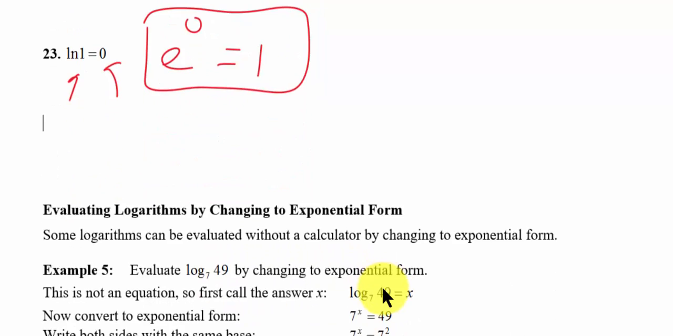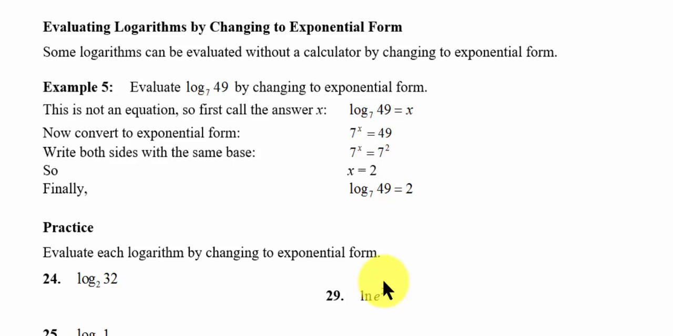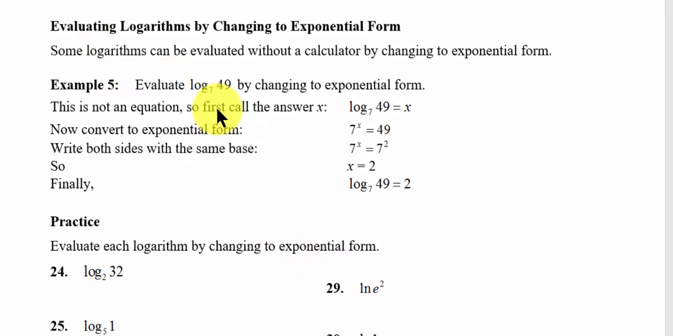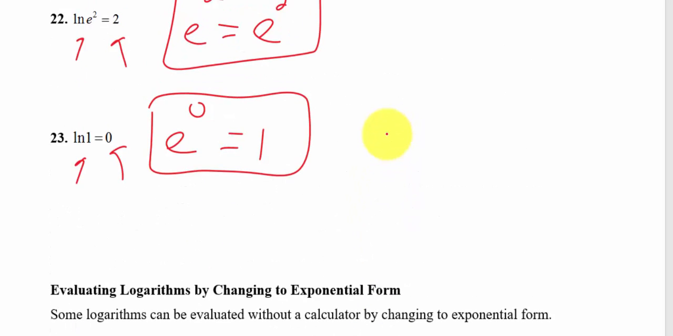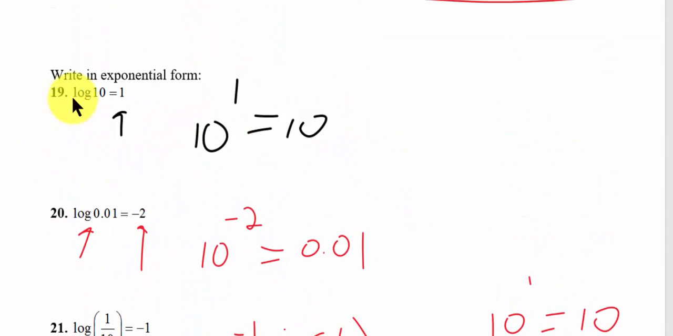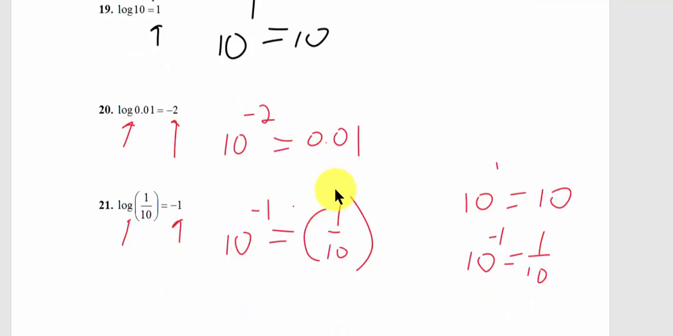Okay? Next section, it says, all right, evaluate logs by changing to exponential form. So take a look at their example. We have log base 7 of 49. Can we rewrite that using the properties of exponents? So if I don't know what log base 7 of 49 is, I can set that equal to x. And then we can rewrite this as 7 to the x equals 49. Right? Similar to what we've done up here. Right? If we have something that's written in logarithmic form, we can write 10 to the -2 equals 0.001.